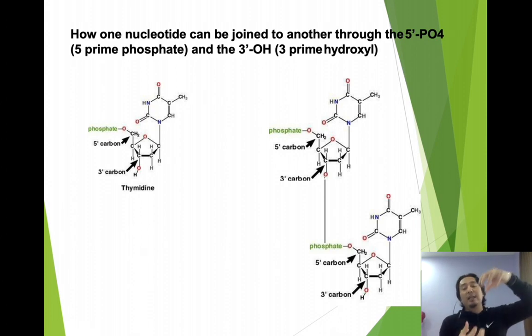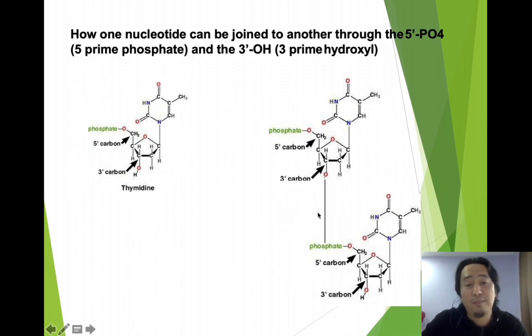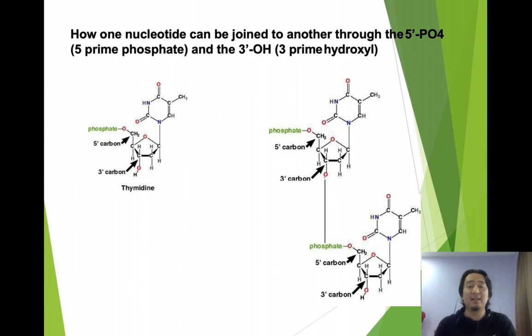So the joining of the 3' OH with the 5' phosphate will ensure that DNA is elongated. So add chain, add until it is long. But then if there is no OH at the 3', the phosphodiester bond cannot be formed, right? So basically the chain will be terminated. So if there is no OH here, the chain will be terminated. It means there is no more growing DNA.